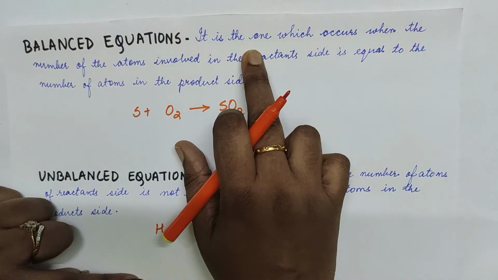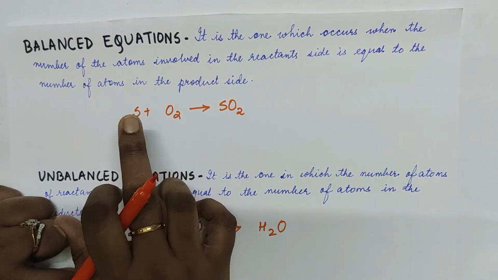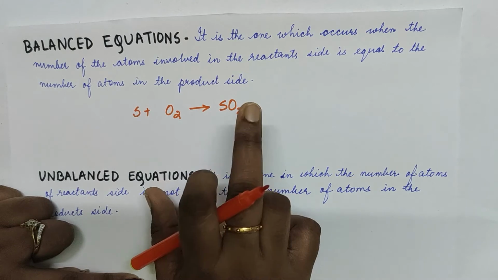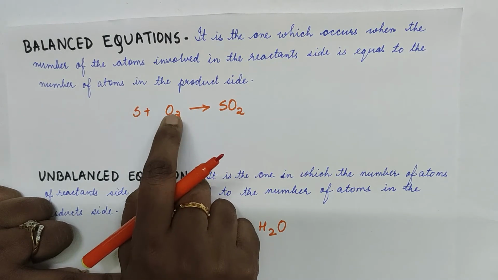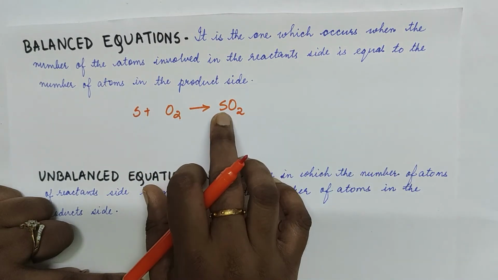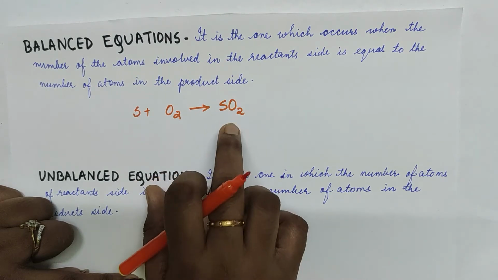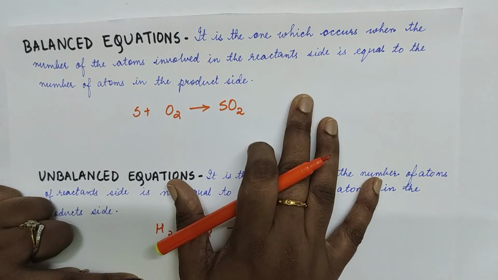So now let us understand what a balanced chemical equation and an unbalanced chemical equation are. A balanced equation is one in which the number of atoms on the reactant side is equal to the atoms on the product side. For example, here you can see that one atom of sulfur and two atoms of oxygen give the product with one atom of sulfur and two atoms of oxygen, forming a compound, sulfur dioxide. So this is a balanced equation.